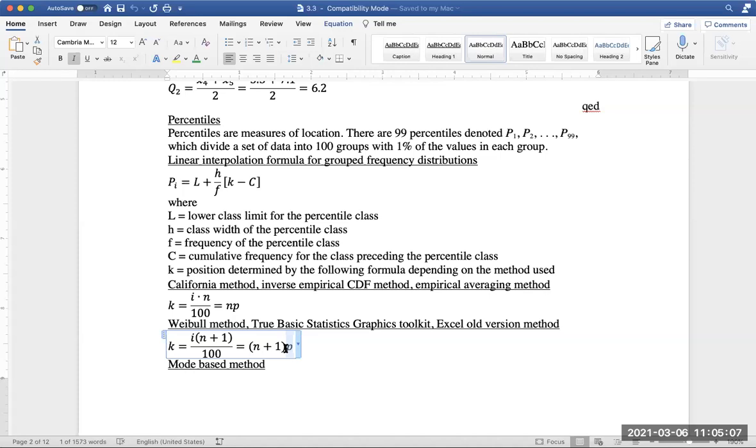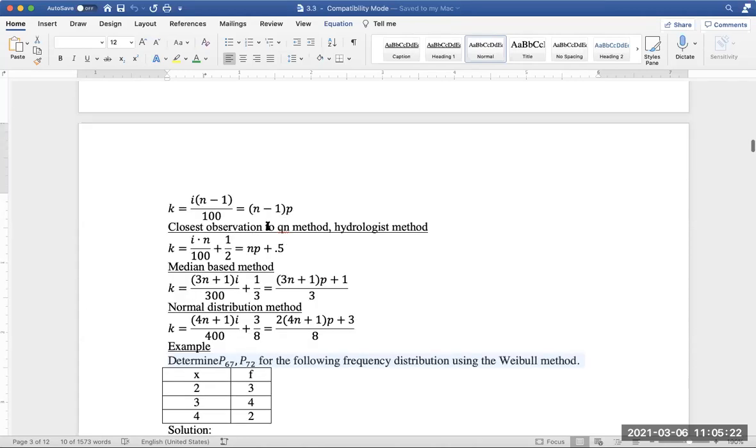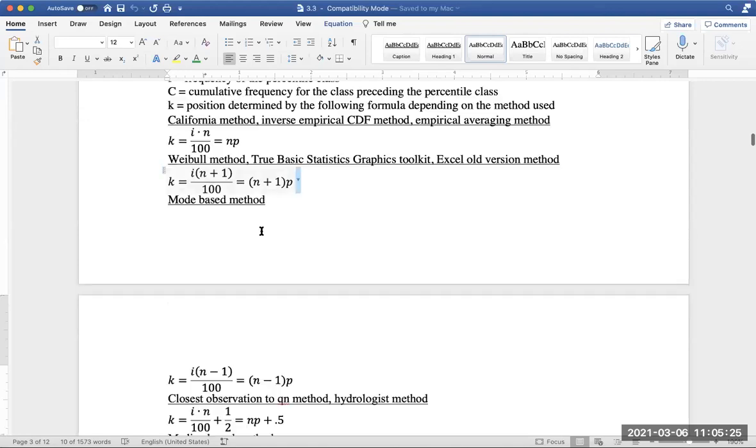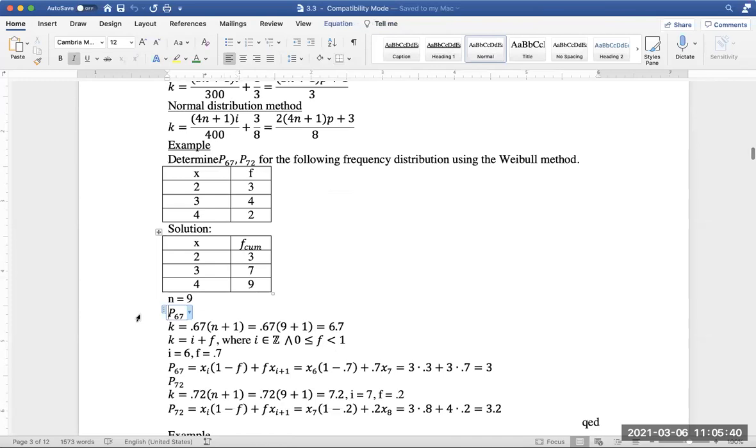So, determine the 67th percentile and the 72nd percentile for the following frequency distribution using the Weibull method. So now we're going to use the Weibull method, which just means N plus 1. The technique will always be the same. You have a frequency distribution. Let's find the cumulative frequency distribution, 3 plus 4, 7 plus 2, 9. So let's determine the 67th percentile.